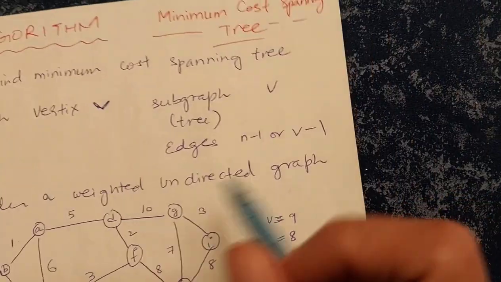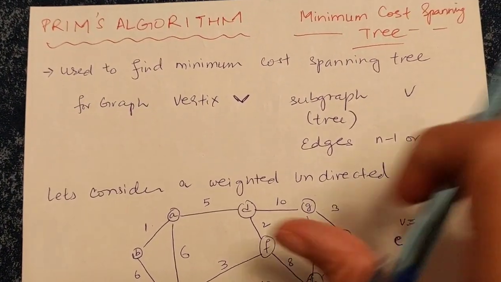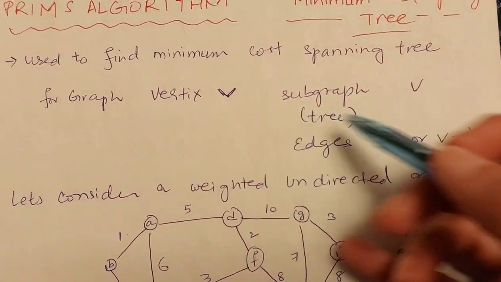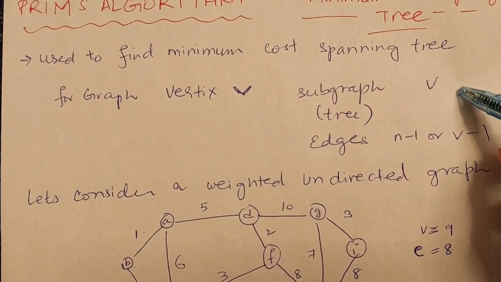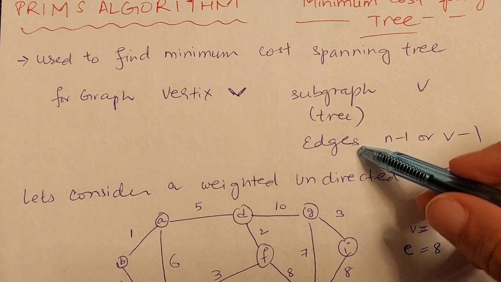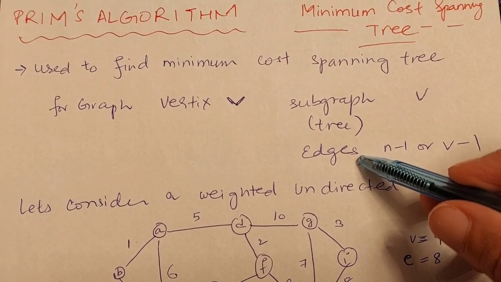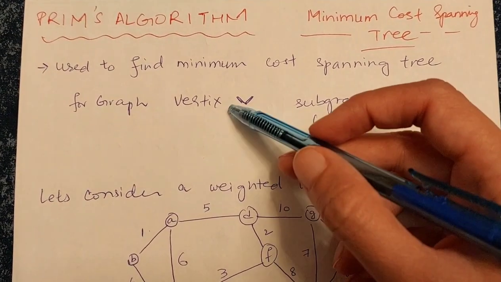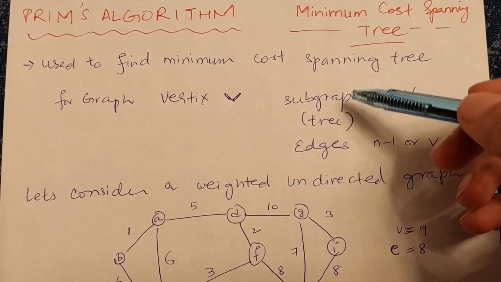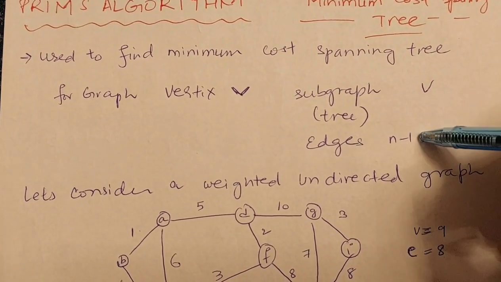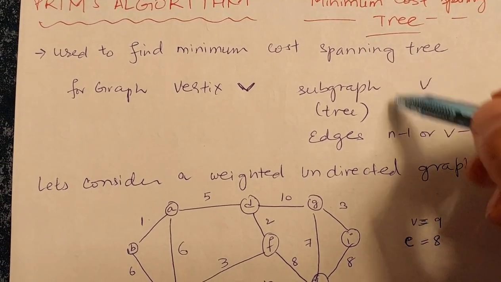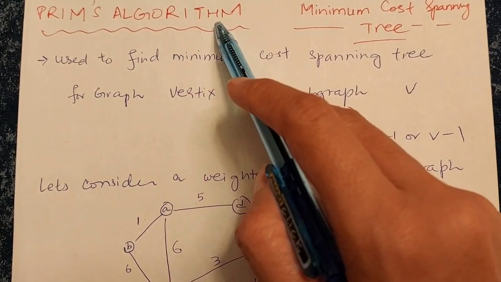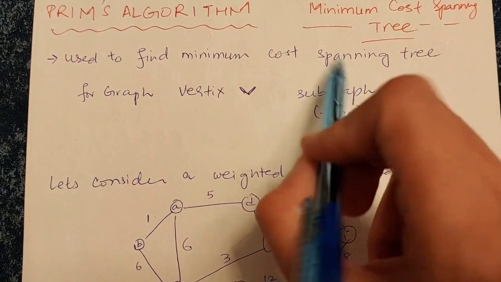Okay, so first of all friends, if we have a graph which has v number of vertices, then you have to be sure that the subgraph should also have v number of vertices, right? And the subgraph should have edges equal to n minus 1 or v minus 1. For example, if there were 5 vertices, the edges in the subgraph will be equal to 5 minus 1, which is equal to 4. So these are the two basic conditions that have to be true when we are applying Prim's algorithm and minimum cost spanning tree.